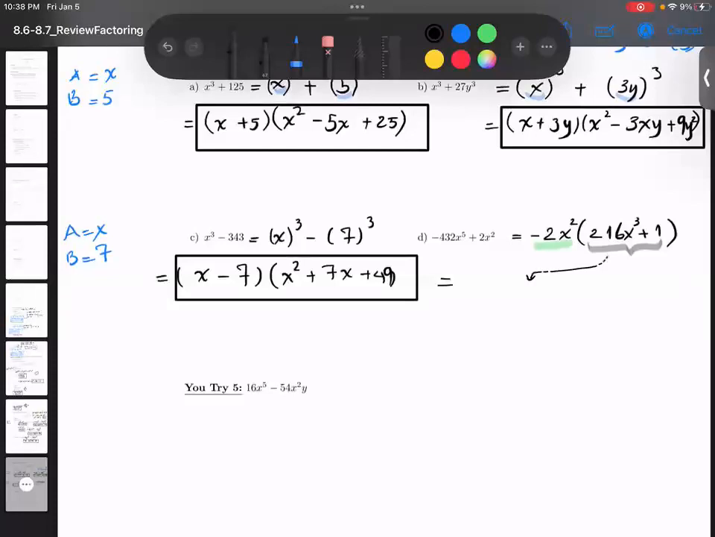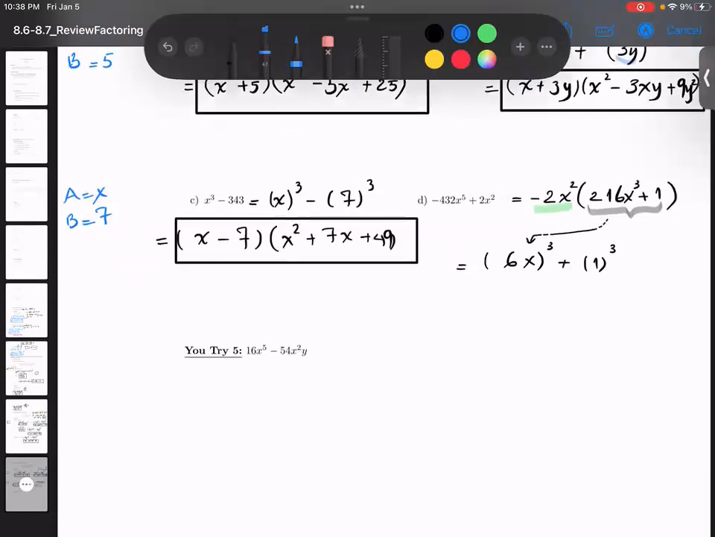Go down here. I have, let me put the parenthesis here, something cubed plus something cubed. Well, the second one, that's easy, 1, right? Because 1 cubed is still 1. For the first term, that's x here, and then 216. That's 6. Right? Because 6 cubed is 216. All right, now you got your A and you got your B.